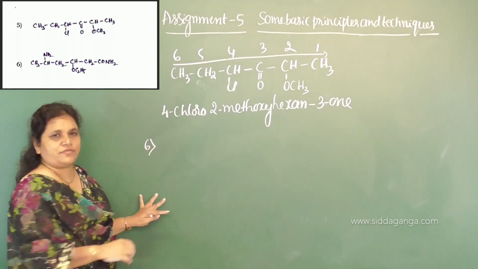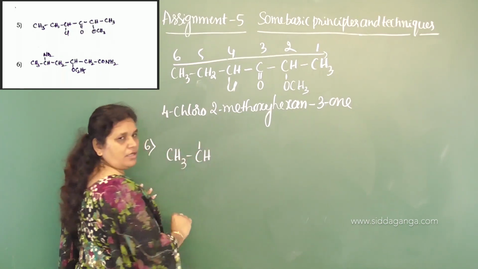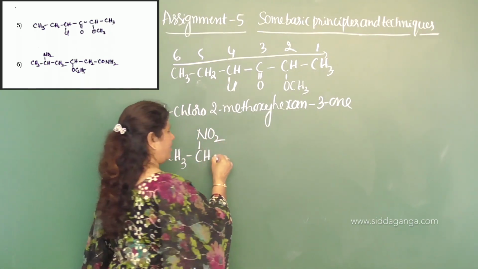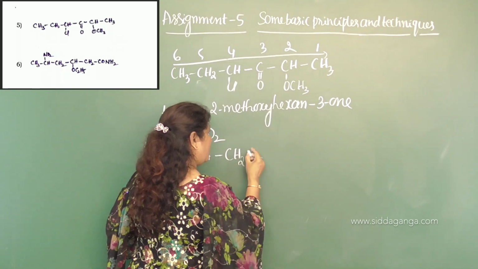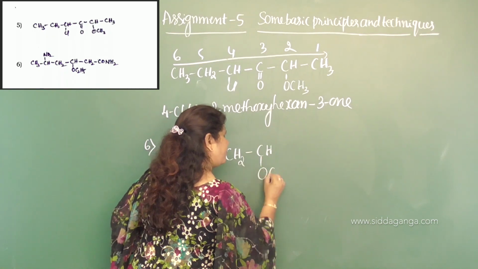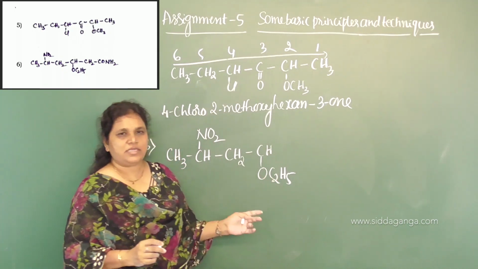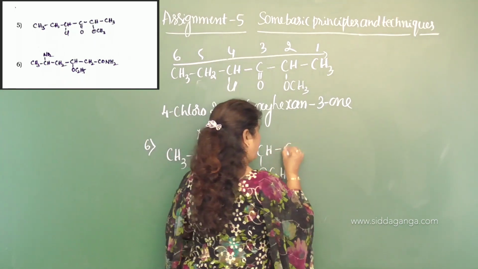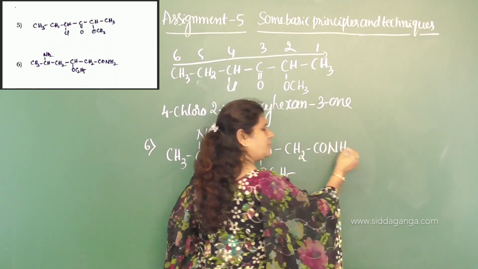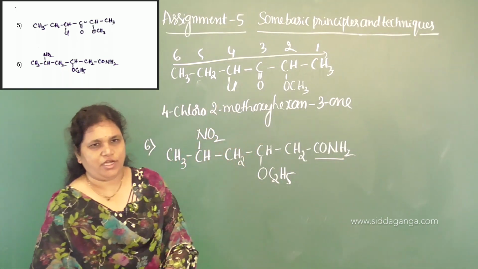Move on to the sixth one, CH3, CH, what is the group given? NO2, correct? And CH2, CH, OC2H5, ethyl oxy, ethoxy, then CH2, CONH2, correct? In this compound, amide is the functional group.